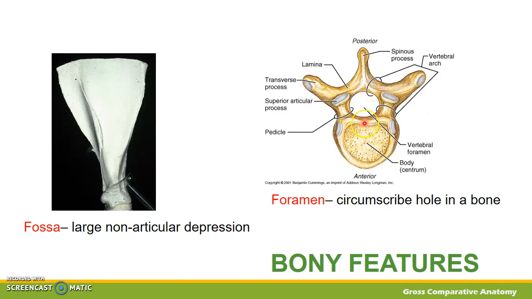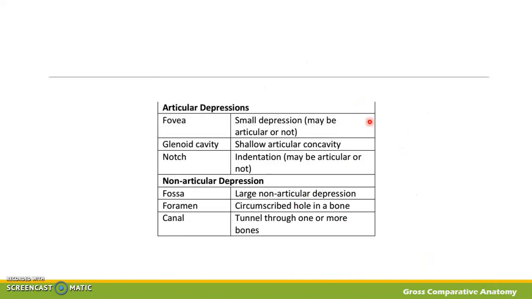So in the skull, there are a lot of foramina. In the typical vertebra, there are a lot of foramina as well. And here are some of the articular and non-articular depressions present in the body: the fovea, the glenoid cavity, the notch, fossa, foramen, and the canal.